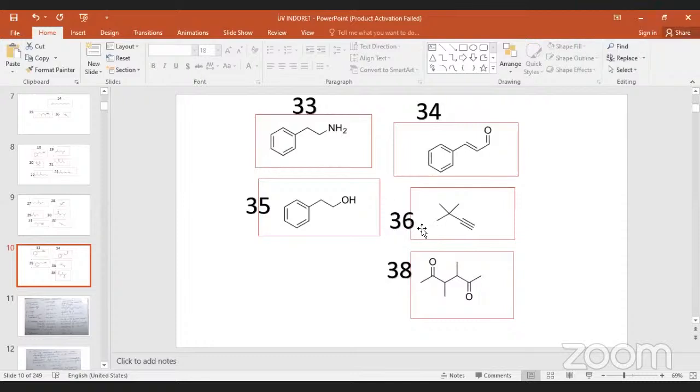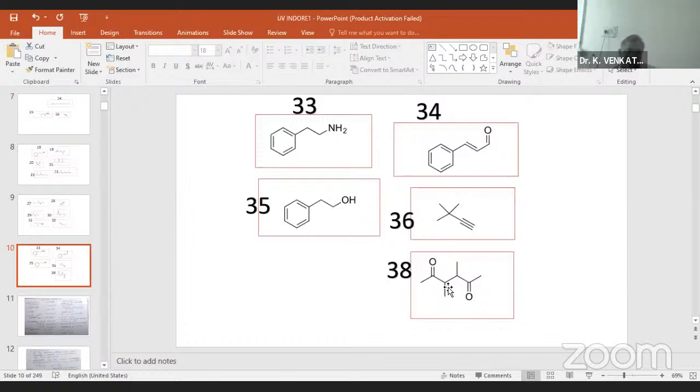36. 1, 2, 3, 4. 3,3-dimethyl-1-butane. Yes, correct. And 38. 38 is ketone. 1, 2, 3, 4. 3,4-dimethyl, 2,5-hexanedione. Yes, 2,5-hexanedione. 3,4-dimethylhexane-2,5-dione is the correct answer.